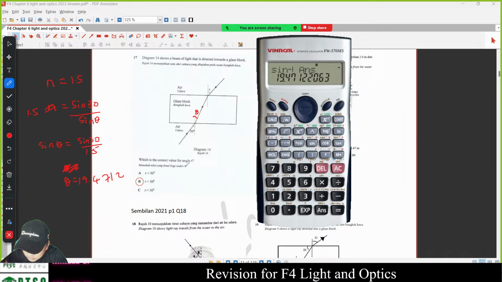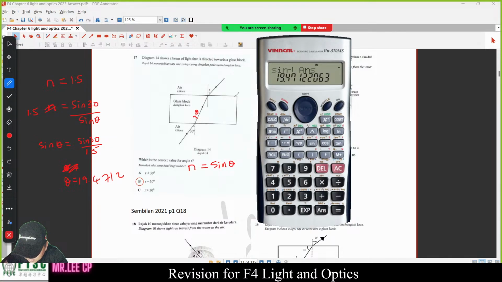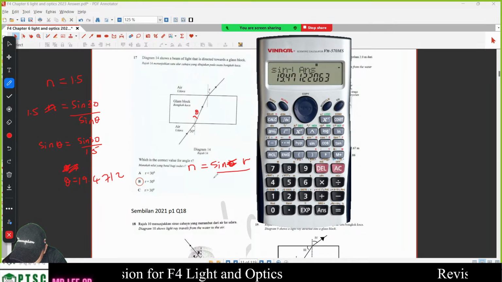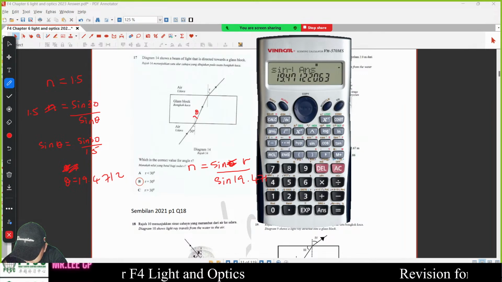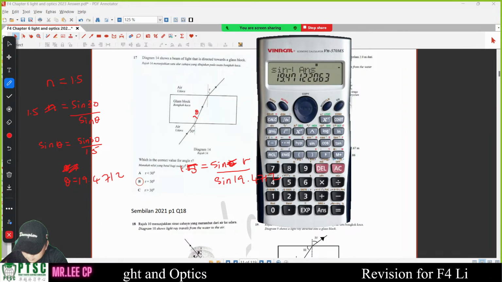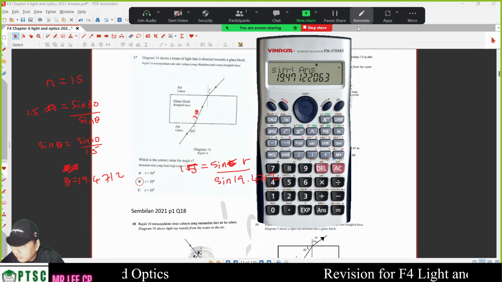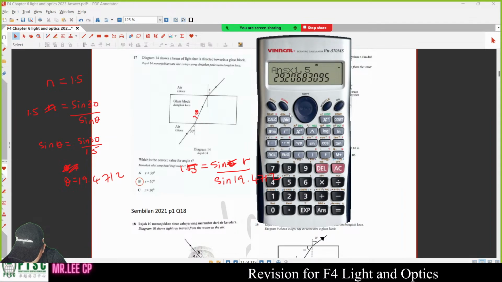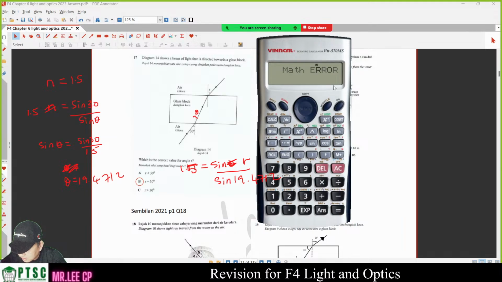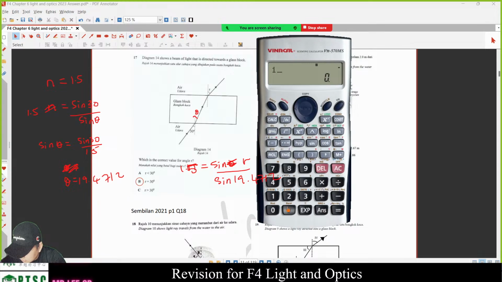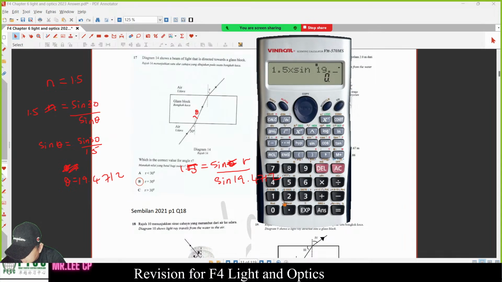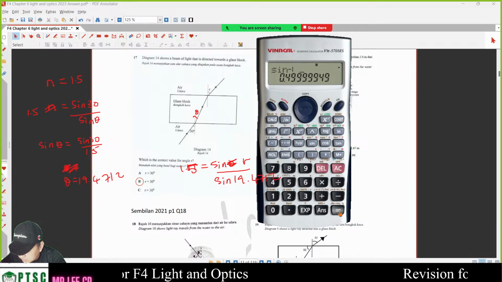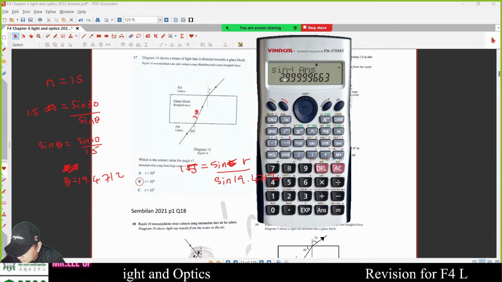So this part we know that n is equal to sine i over sine r, right? Sine i is the bigger one, which is r, over this is theta. Theta I know: sine 19.4712. This is 1.5. So this one I times it up, times 1.5 equal. And then I shift sine, then I get the r. 1.5 times sine 19.4712 equal, then shift sine equal. So 29.999, 30 lah.